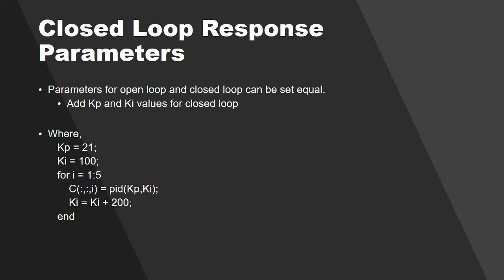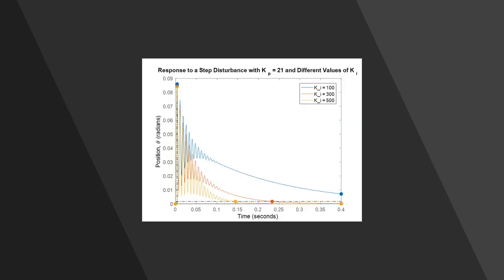Here are my parameters for my closed loop response. They're the inertia value, the damping ratio, the resistance and inductance were all the same for the closed loop as well as the open loop, with the addition of the Kp and the Ki values. And this is my graph for my closed loop.